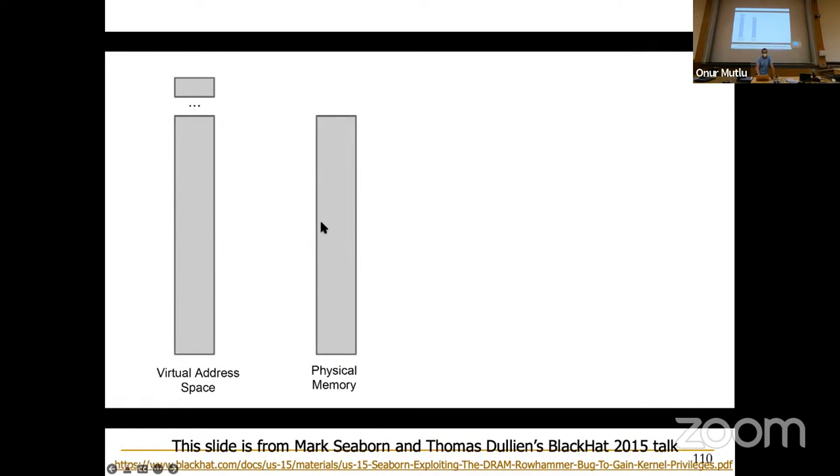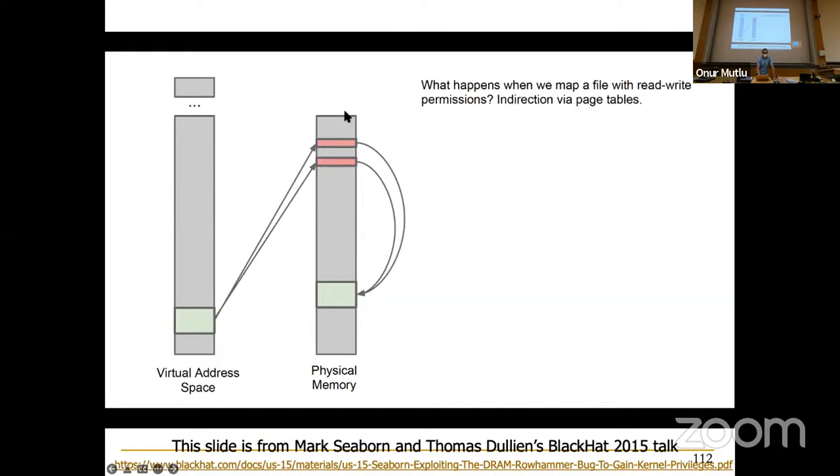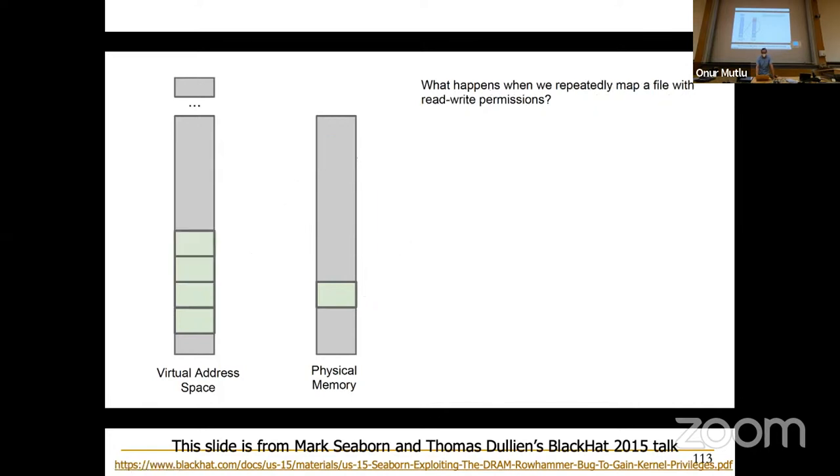So this is the virtual address space, and this is the physical memory. They're going to map a file with read and write permissions. This is the virtual address space, a 4 kilobyte portion of the file, and this is the physical address space. The file gets mapped physically, and then there's a translation. These are the page table entries that control access to the file, and they have the write bit set, because you opened the file with write enabled. Okay, that's nice. Now they repeatedly map the file.